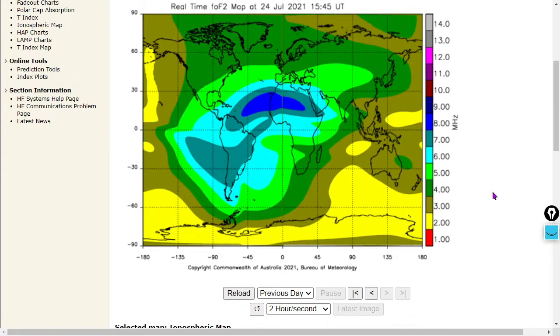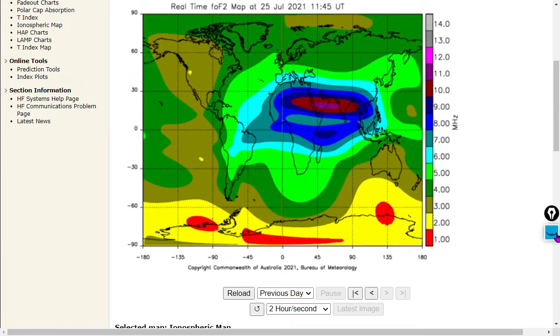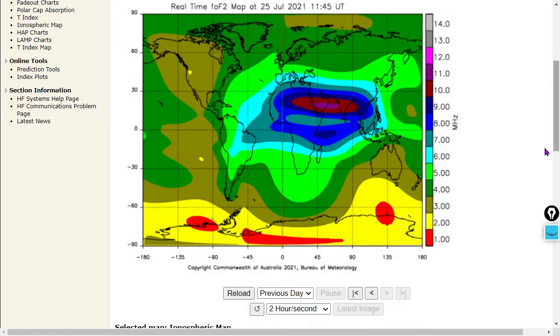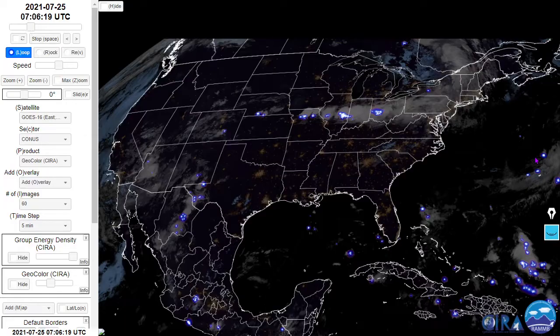Anyway, here's the latest image on the ionosphere, and we're still seeing anomalies here. We can expect more anomalies around this area and around this area in the coming couple of hours. What that means for you is not very much.